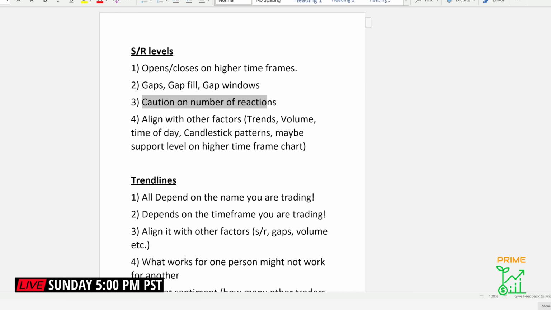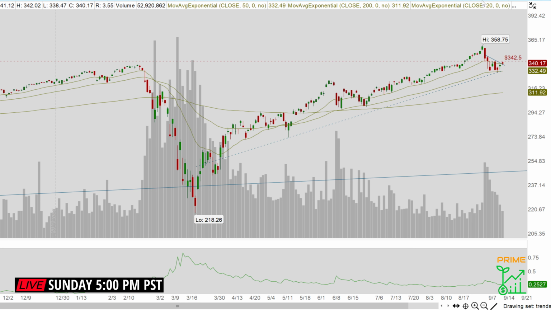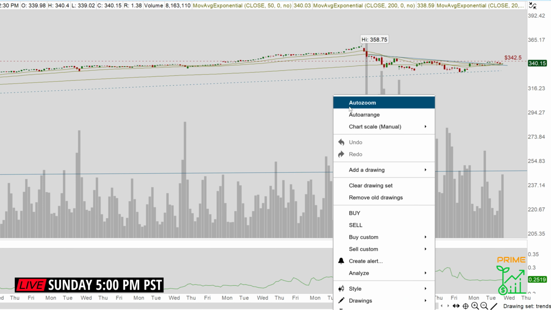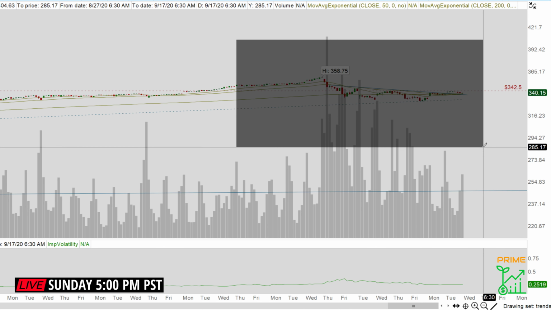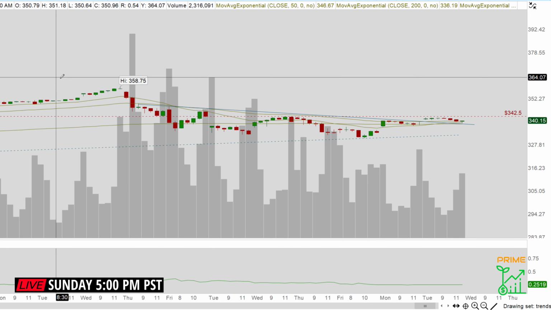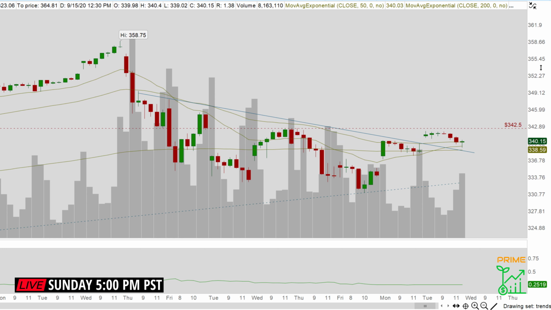Caution on the number of reactions. That's the thing when we're trading, if I go back in here to an hourly chart. And you know what, guys, since we are live, we're doing this real time. I might say things and kind of go over them 7 times. So that's just kind of what we get. I'm not going to edit these.